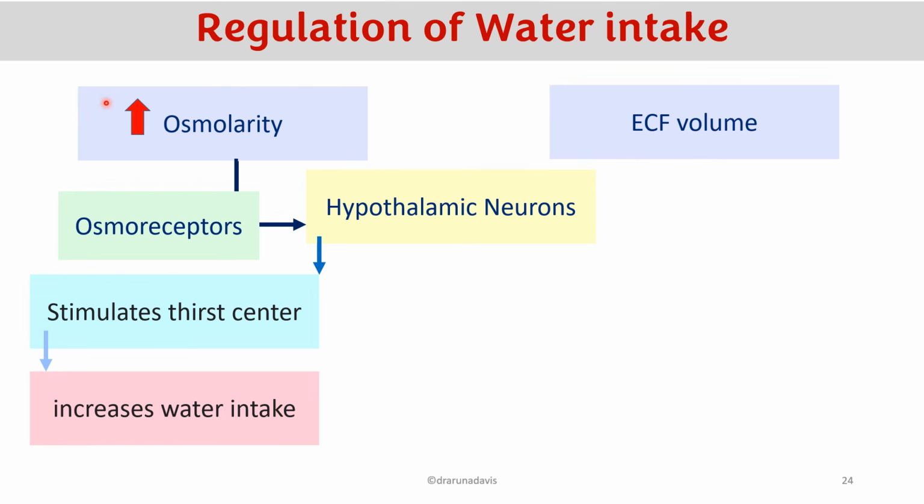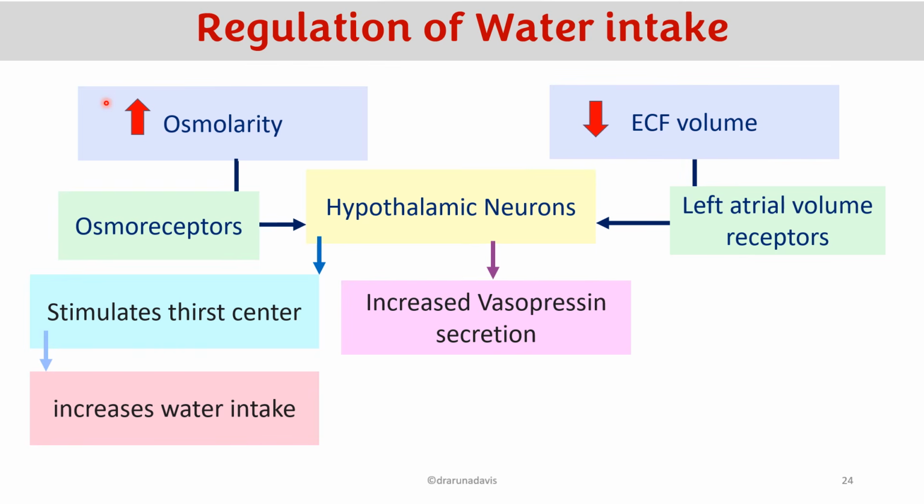Similarly, suppose there is a decrease in the ECF volume. Suppose the person has diarrhea. A lot of fluid has been lost from his body. Again, the hypothalamic neurons will be stimulated. In this case, the left atrial volume receptors will be stimulated. That means your blood volume has decreased. So the left atrial volume receptors will be stimulated, and this in turn will cause increased vasopressin secretion. It will stimulate the release of antidiuretic hormone or vasopressin. So what happens? There will be increased ADH secretion, right? So there will be increased water reabsorption, so that the plasma volume can come back to normal.